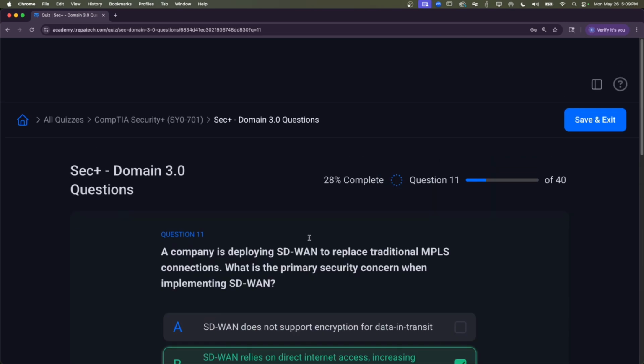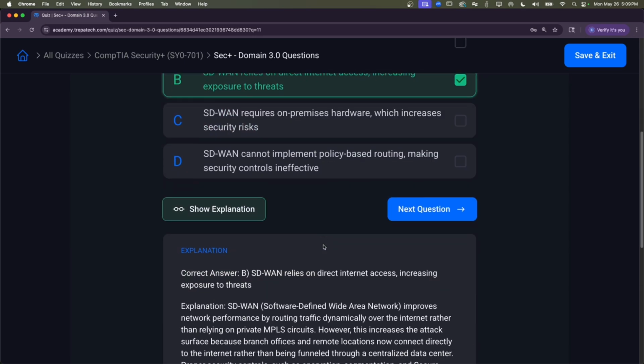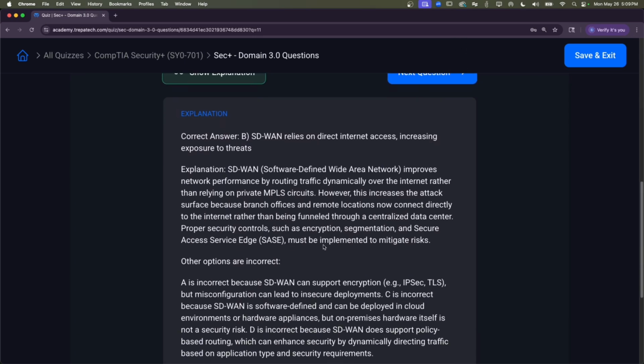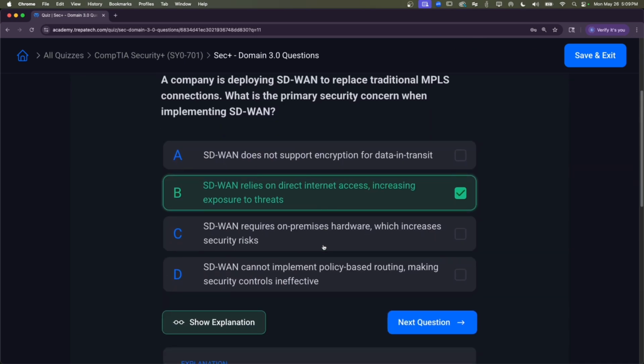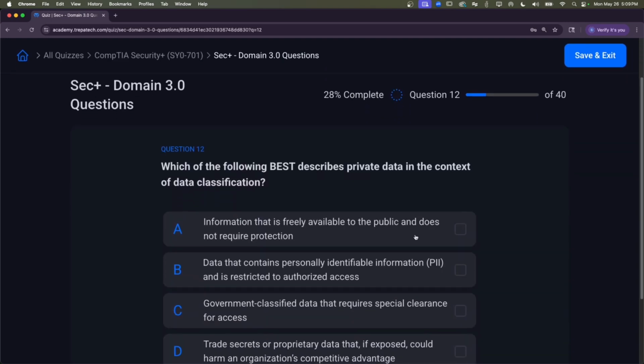And then we can add in additional transports like LTE, 5G, or Starlink, or a different fiber broadband connection. So, man, I might even just get rid of this question. I do not like it, but I understand what it's saying, right? It has direct internet access, so it can increase exposure to threats. All right, we'll move on from that.